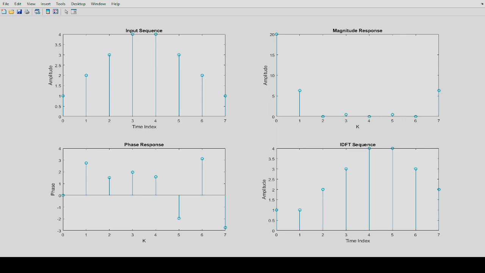Moreover, it's also represented by amplitude as its y-axis and phase K as its x-axis. The answers are represented by a power spectrum that is repeated periodically. That's it.